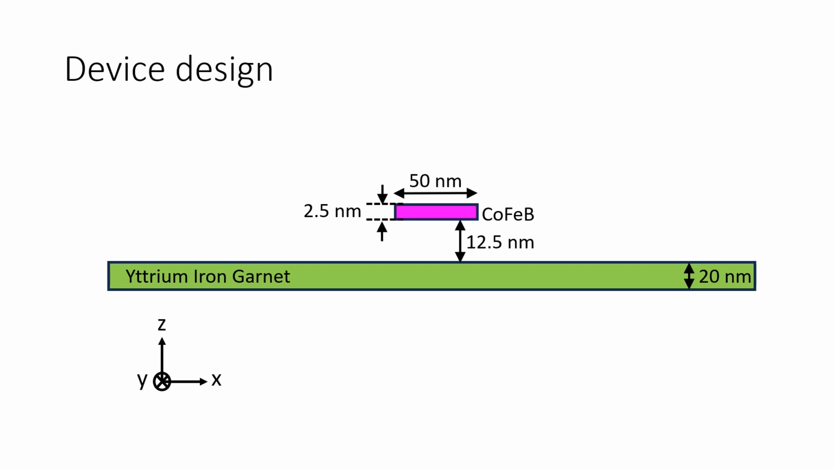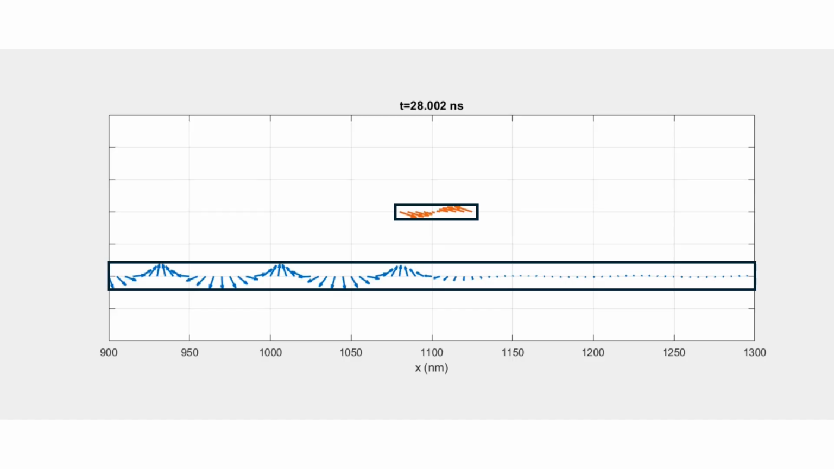On the other hand, we apply a global bias magnetic field in the positive y direction. Magnetic moments in the yttrium iron garnet film are also aligned in the same positive y direction, while at the same time, the magnetic moment in the cobalt iron boron stripe is pointing towards the negative y direction. This can be achieved by proper bias magnetic field cycling history.